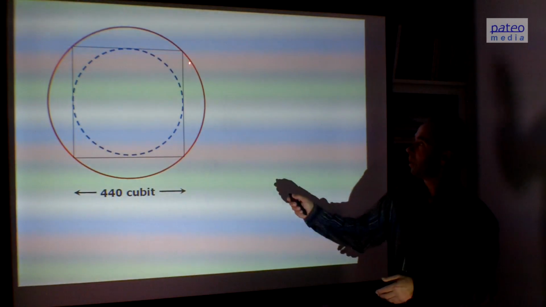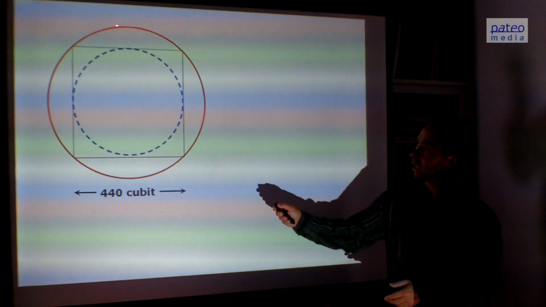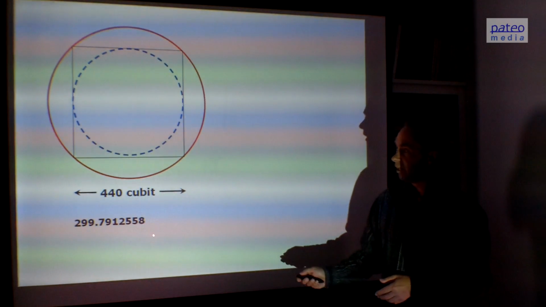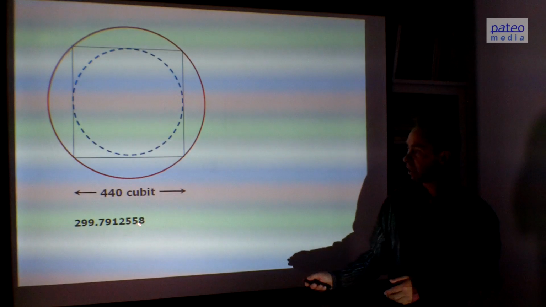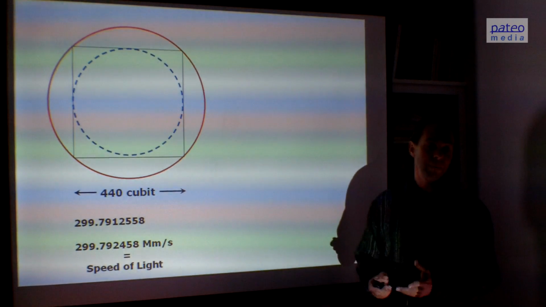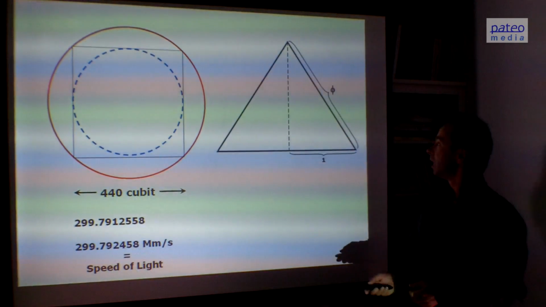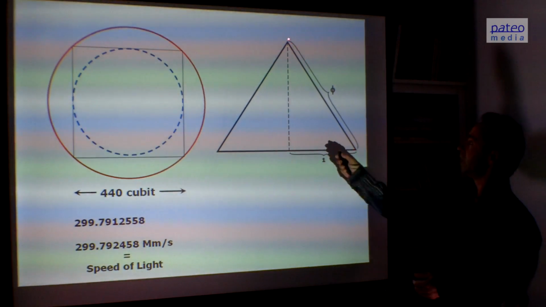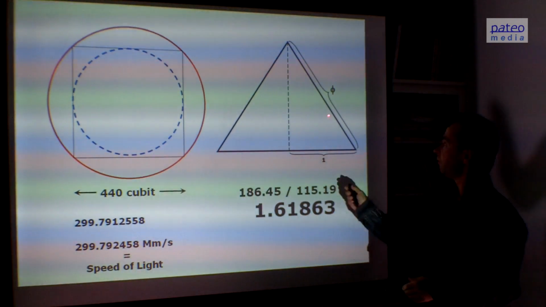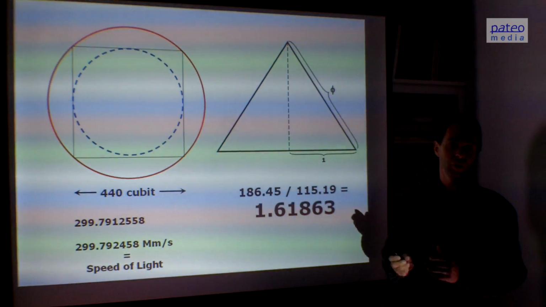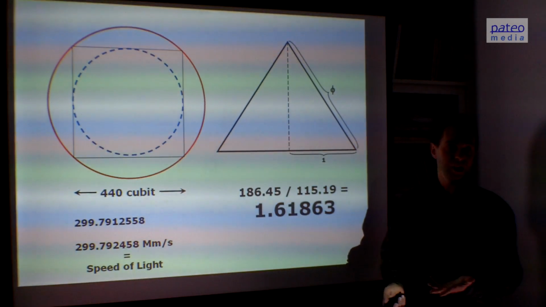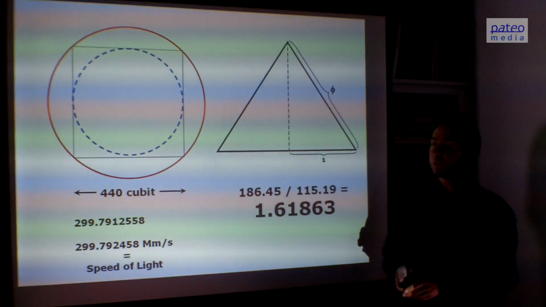When we take the base of the Great Pyramid and we draw a circle inside and we draw another circle outside, exactly hitting the 4 corners, then we find the difference in length between both circles, this number. That is nearly exactly the speed of light in megameters per second. When we take the half of the base and we take the length of the diagonal line, then we find phi, the golden mean. So the golden mean is present. The measurements of the Earth is present. The speed of light is present. All present in the measurements of the Great Pyramid.